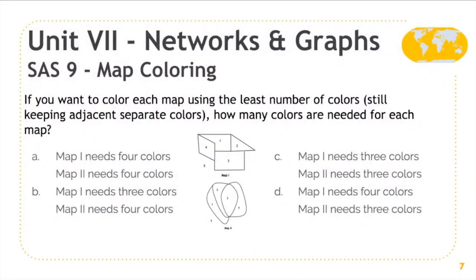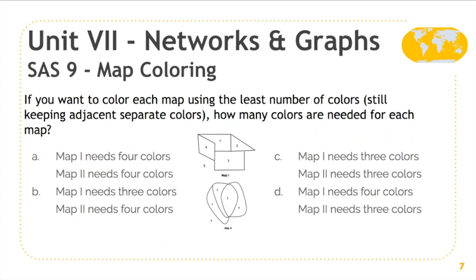All right, you want to color each map using the least number of colors, still keeping adjacent regions separate colors. How many colors are needed for each map? We just answered that question, but let's go ahead and look at it. Map 1 needs 4, map 2 needs 4. We already said no. Map 1 needs 3, and map 2 needs 4.